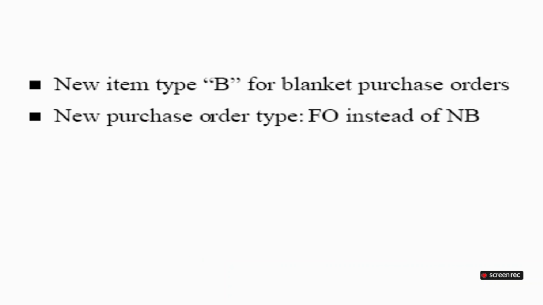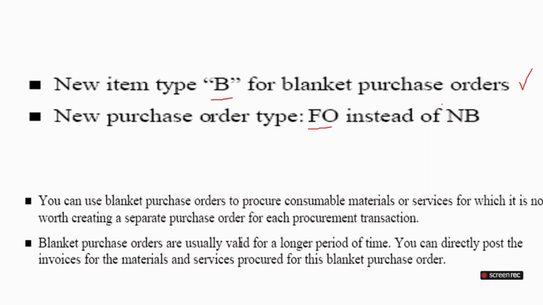Now, for a blanket purchase order we need to give a new item type B. If you have observed, in the item category I just took B for limit, right? New purchase order type: document type FO instead of NB. In a standard purchase order we used to take NB, but here we took FO.